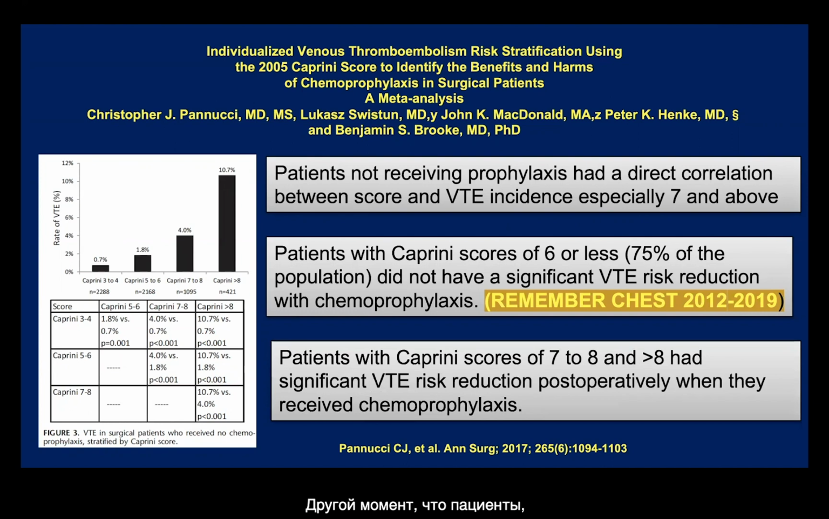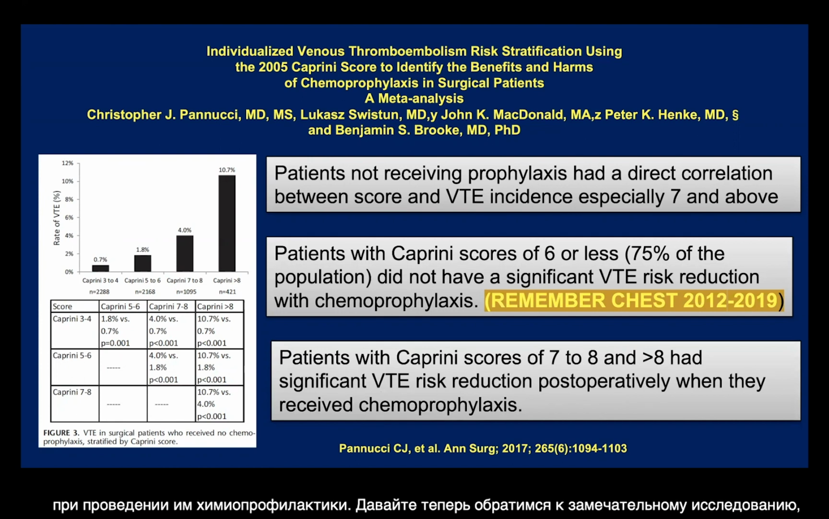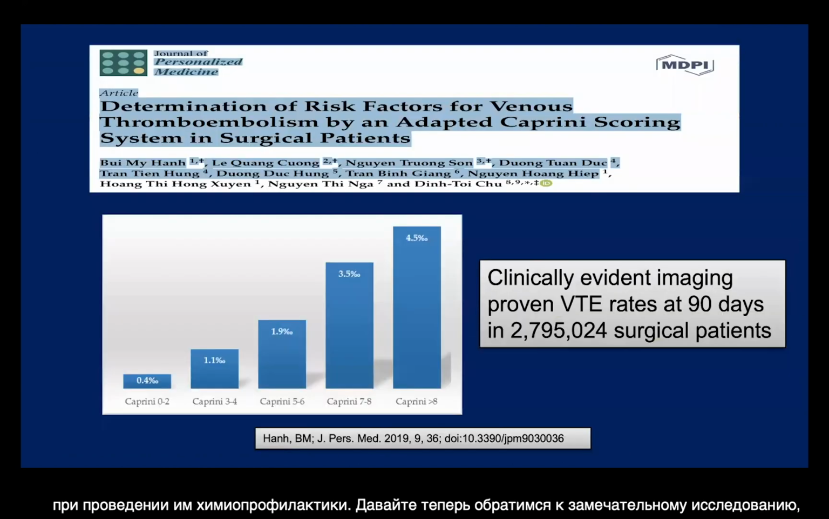And the other thing is patients with a score of 7 to 8 and over 8 had a significant VTE risk reduction when they received chemoprophylaxis.